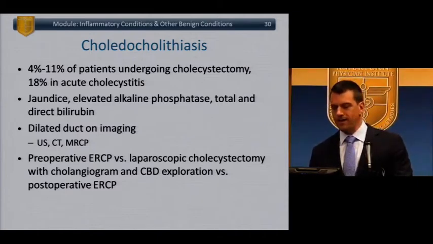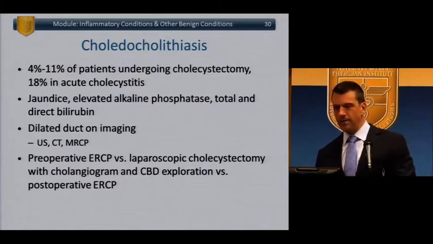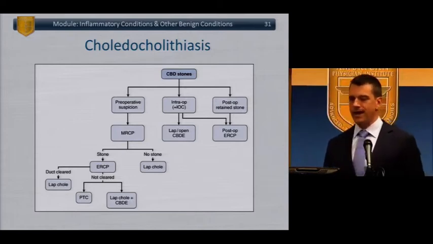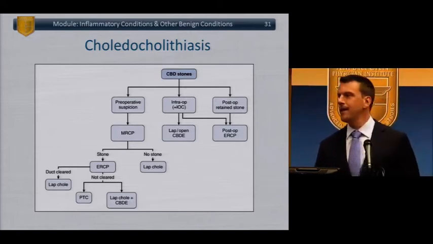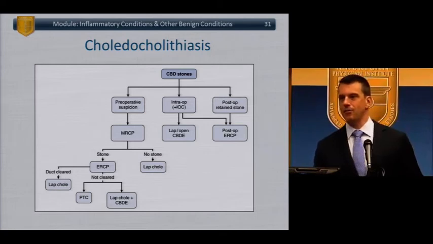Preoperative ERCP, versus lap chole with a cholangiogram and common duct exploration, or postoperative ERCP are all options here, and I'll show you next an algorithm that can be useful. So if you have common duct stones, you may have a preoperative suspicion here. If you suspect it preoperatively, it's probably a good idea to progress with MRCP. If that's positive, go on to your ERCP and attempt to get the stone out preoperatively.